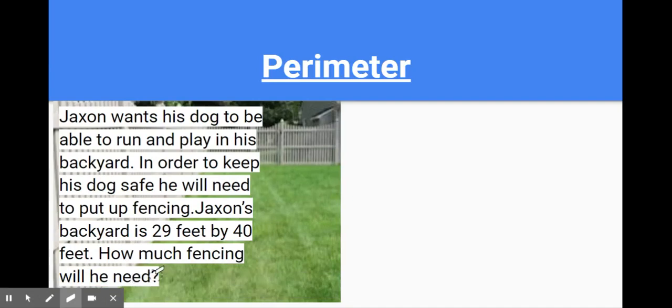Since Jackson's backyard is 29 feet by 40 feet, it must be a rectangle. So we can add 40 plus 40, because remember, in a rectangle, the lengths are the same and the widths are the same. So we're going to have 40 plus 40 plus 29 plus 29.